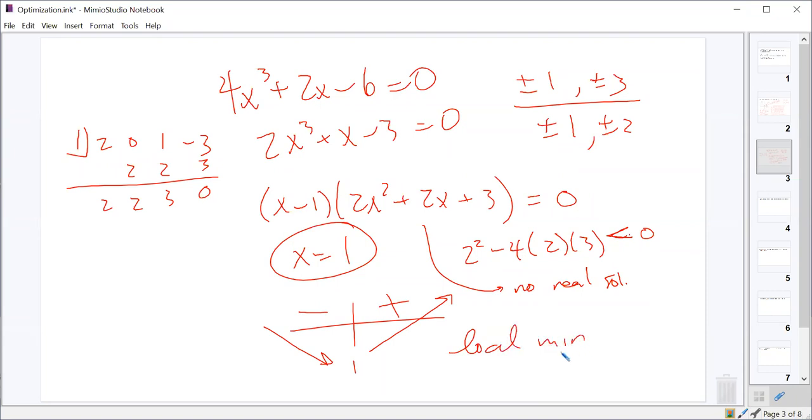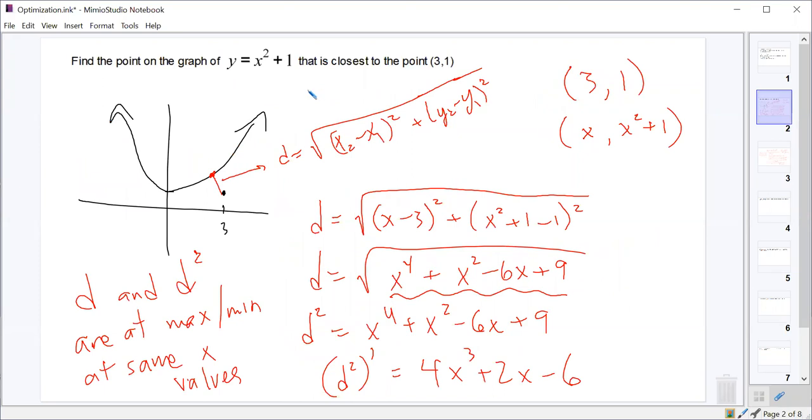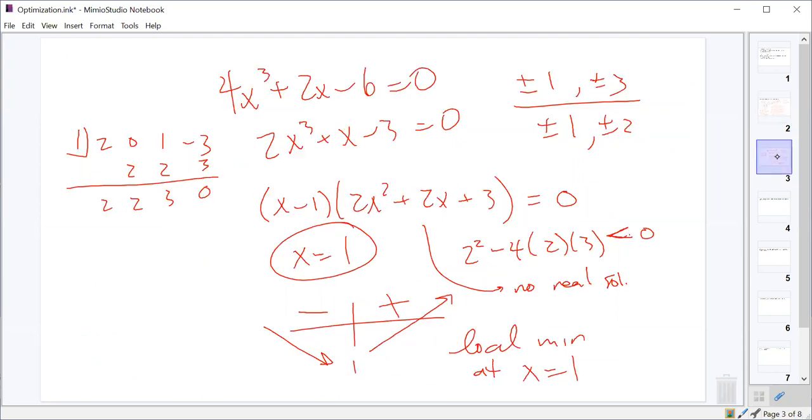So that tells us that our minimum distance occurs at x equals 1. And then we'll go back in and say, well, what's f of 1? Right, f of 1 is 2. So the point at which that distance is a minimum is the point 1, 2. Good or no?